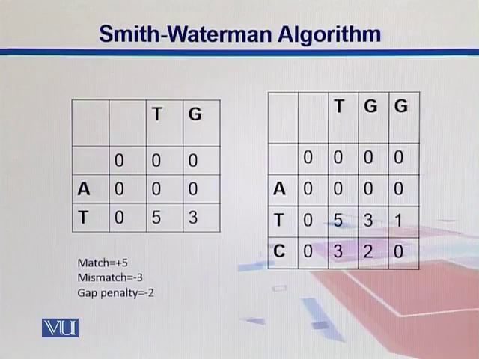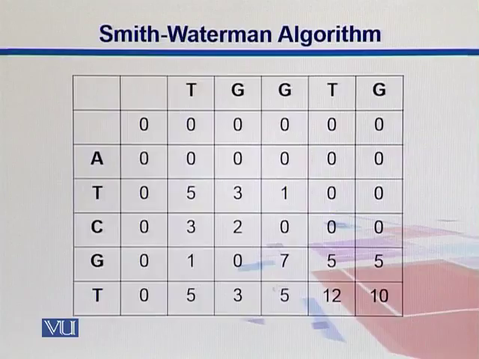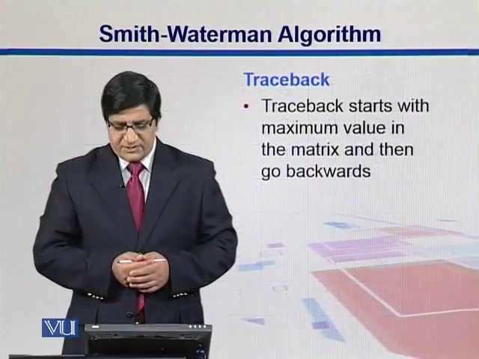We see T matches with T, so we give a plus 5, and then we have T and G. We can get the scores from all three options, and in the same way we can move coming from the top or from the bottom or anywhere. So we fill it up just like we did in the Needleman and Wunsch algorithm. In the same way we come up with the filled matrix, and the same way we do traceback.